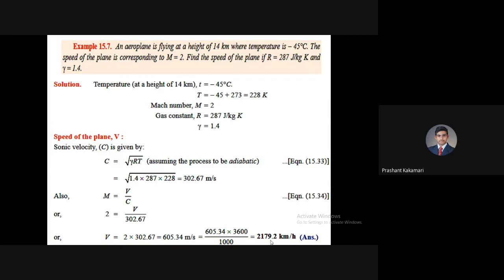Any doubts in this problem? One can just substitute in the calculator and confirm the answers, whether they are correct or whether any mistakes have been made.